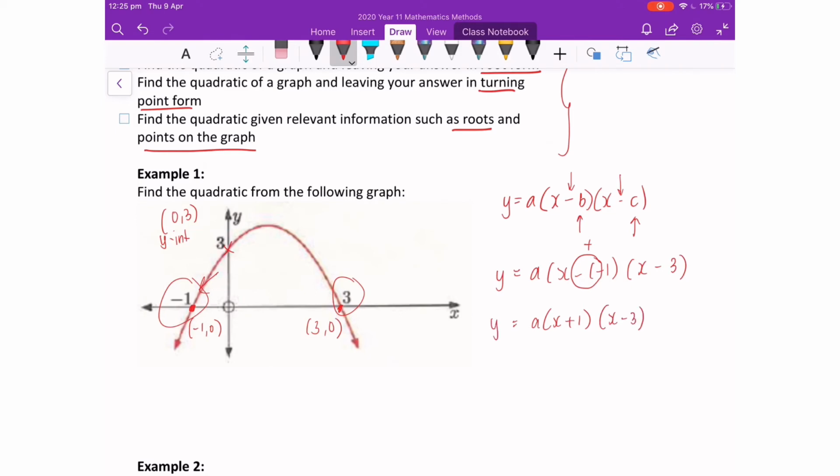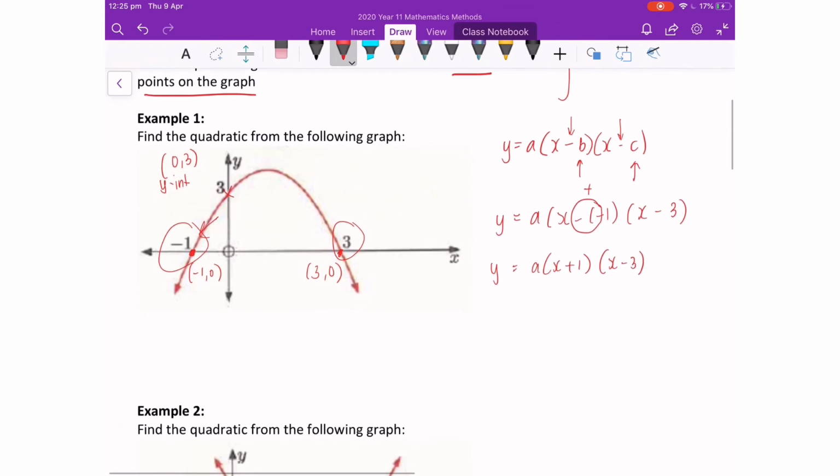Now, I need to find this a, because I can't just assume that my a is going to equal 1, or that there is no dilation or scale factor. So I'm going to actually work out my a and just double check by substituting a coordinate in. Now, I'm going to substitute the y-intercept in, because that's why they've kind of given that to us. So let's do that right now. So I'm going to go and sub in (0, 3). So I'm going to write in here, so 3 is equal to a, so 0 plus 1 is 1, 0 take 3 is -3, so 3 is equal to -3a, so of course a equals -1, because I've just divided 3 by -3.